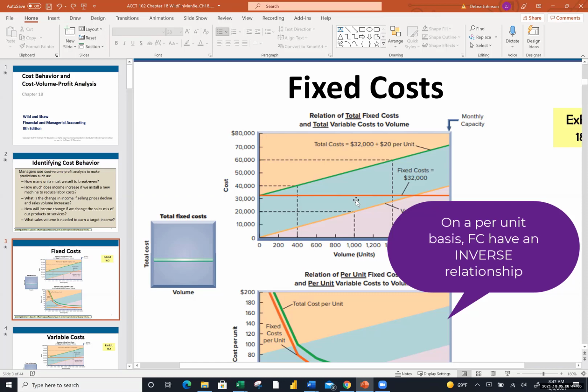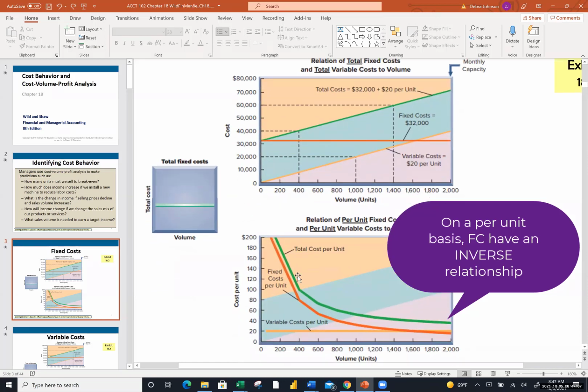You need to write that down. That has an inverse relationship. And you see an example of that right there. I don't know if they use that word. They use it in your book. Let me write it down in case you're looking for it. Inverse. So on a per unit level, as the activity increases, the per unit cost decreases on fixed costs.